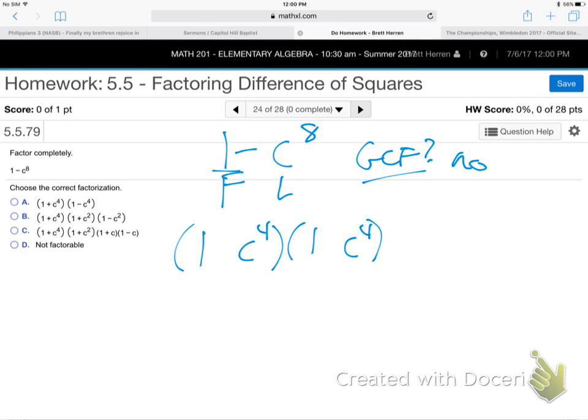Does that make sense? Everybody with me on that? 1 plus, 1 minus. Why? Because powers add. 4 and 4 makes 8, right?